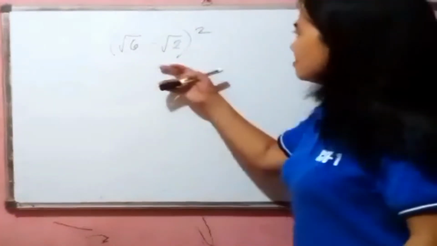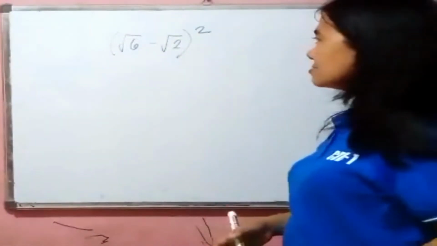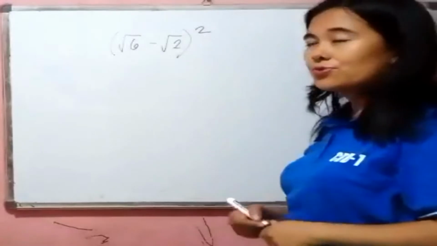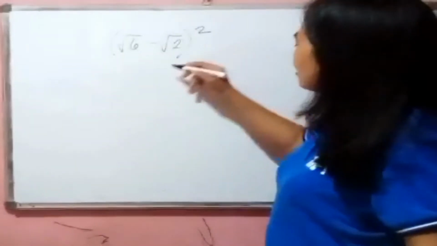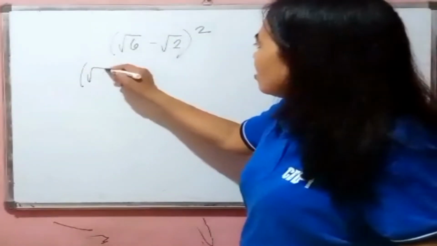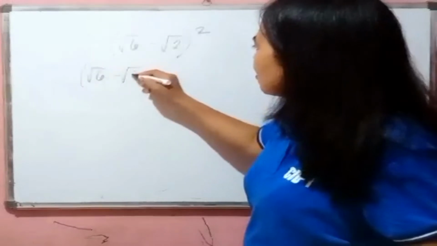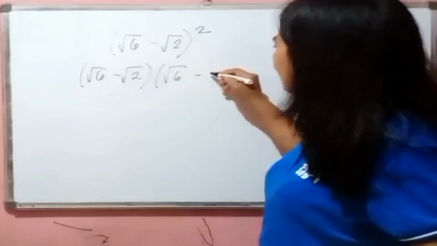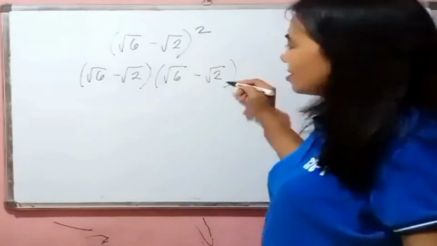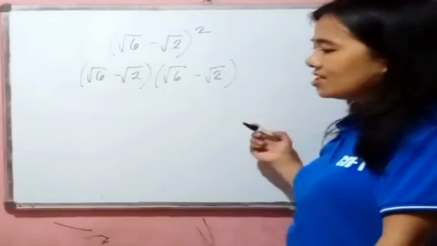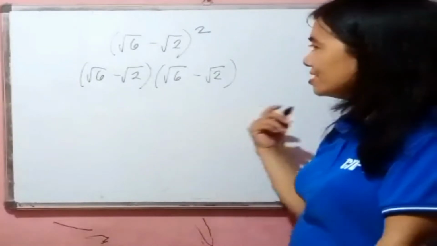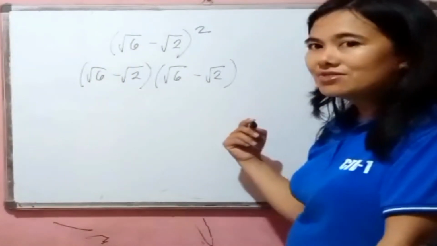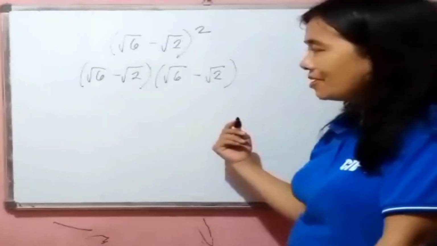Another example is the square root of 6 minus the square root of 2, squared. So, di ba, ang ibig sabihin nito is square root of 6 minus square root of 2, and then square root of 6 minus square root of 2. Okay? So, pwede mo rin siyang i-foil. Pwede din by using distributive property.